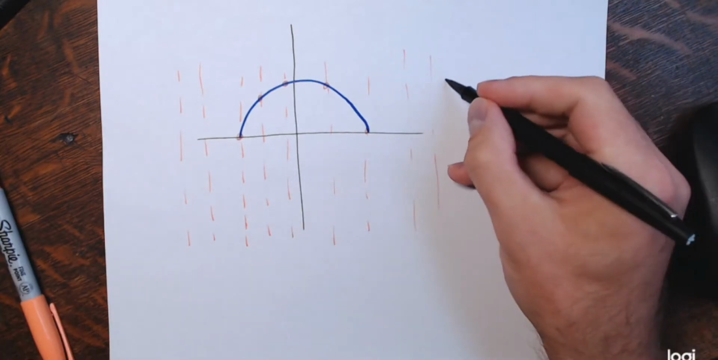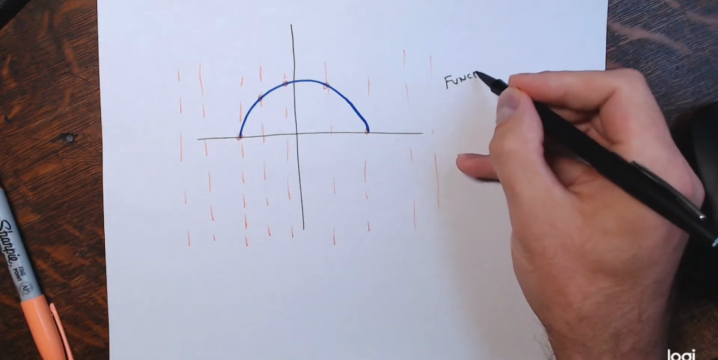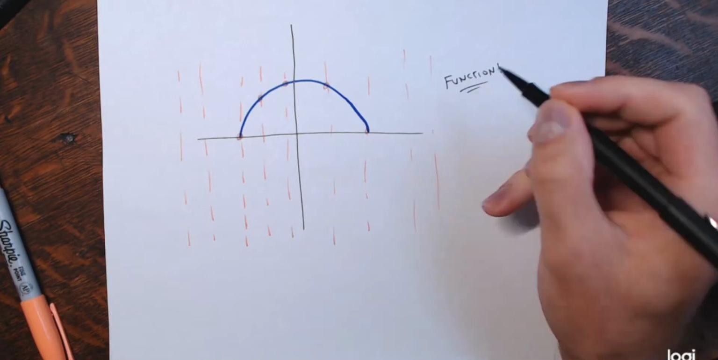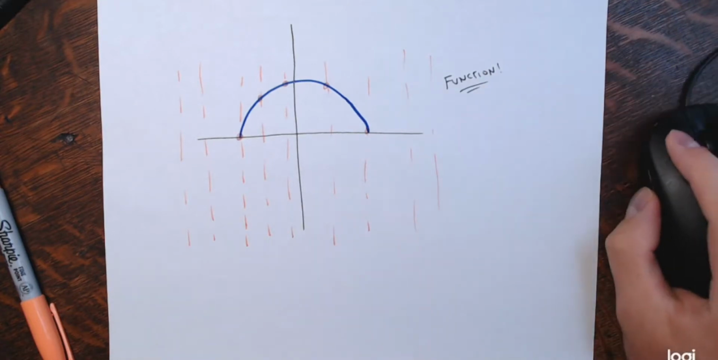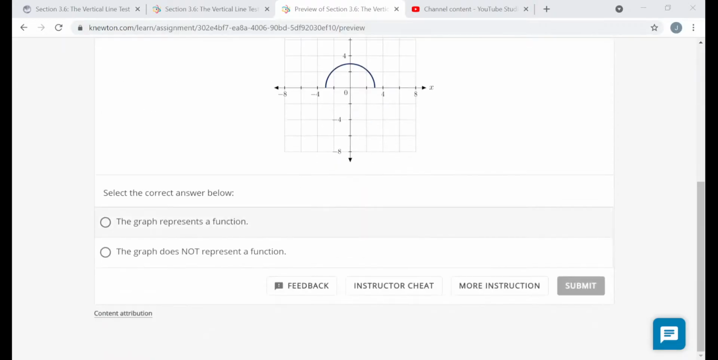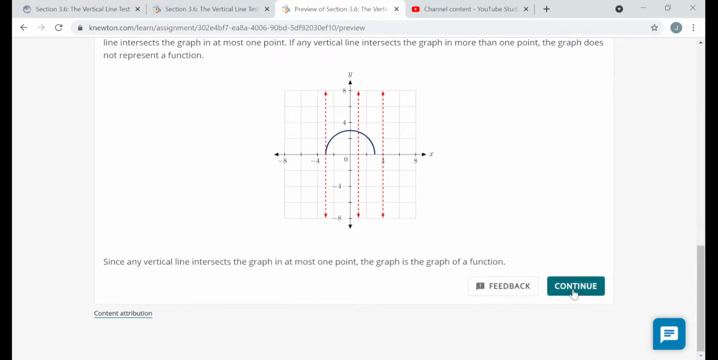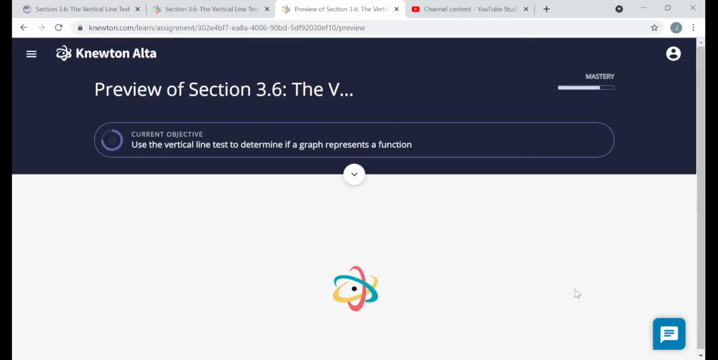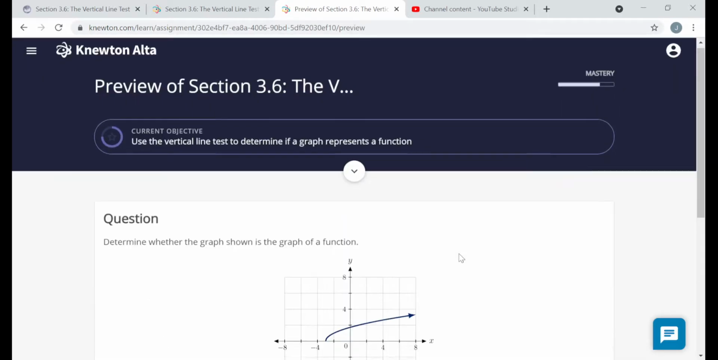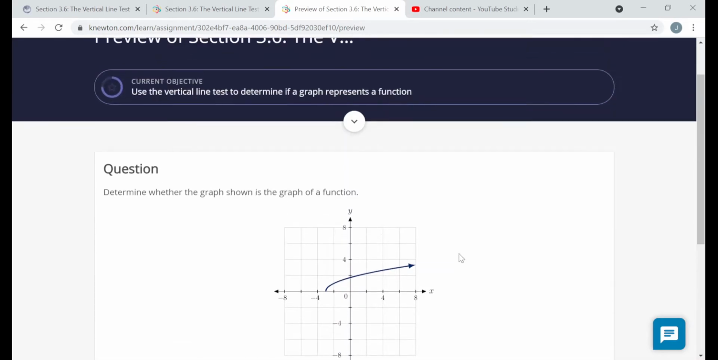So again, I have a function. Again, this is the graph of a function, so I'll answer that. Graph represents a function. Cool. All right, let's hope that one of these is not a function. Alright, this is a function as well. Alright, so that was all bad.